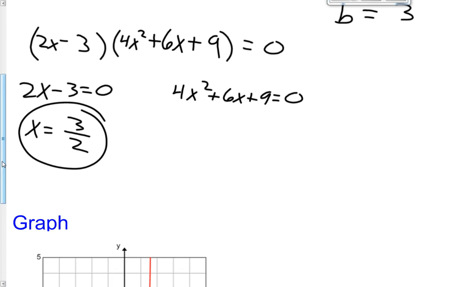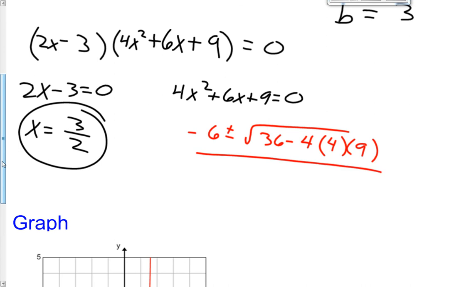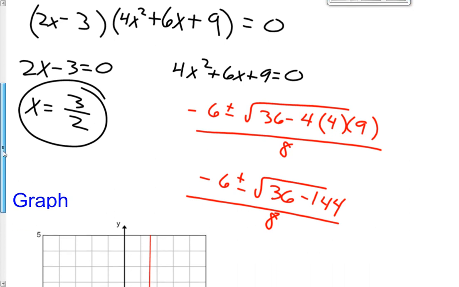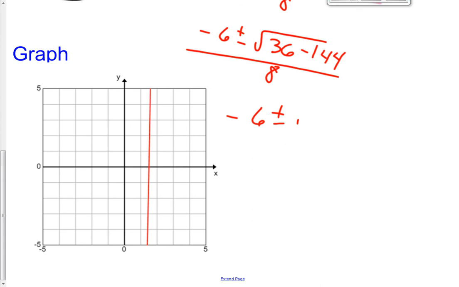It cannot be factored. So it's negative b plus or minus the square root of b squared minus 4 times a times c all over 2a. 2 times 4 is 8. So we get negative 6 plus or minus the square root of 36 minus 4 times 4 times 9, minus 144, all over 8. 36 minus 144 is negative 108. So it's negative 6 plus or minus the square root of negative 108. All of that divided by 8.